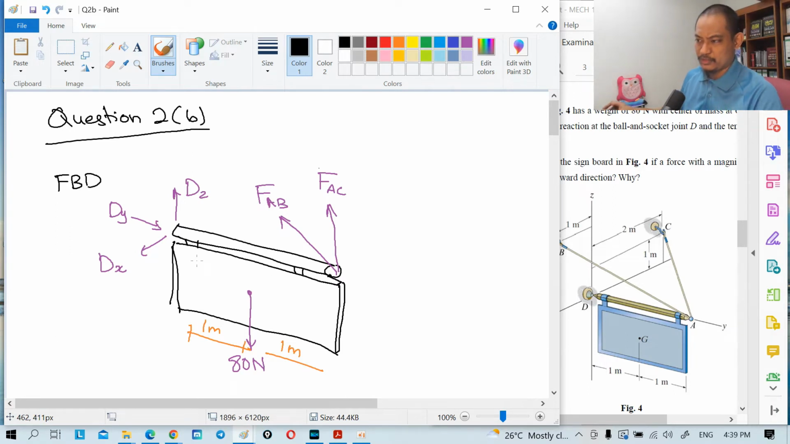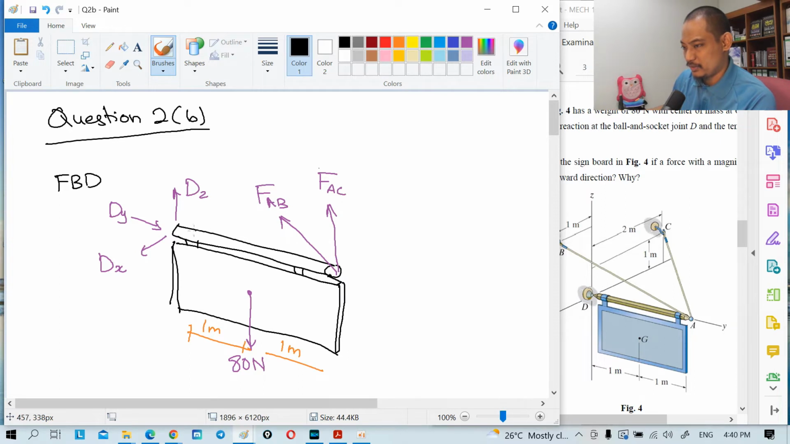Either using summation of forces or summation of moments. Now, for summation of forces, if you take X, you get 3 unknowns. If you take Y, you get 2 unknowns. If you take Z, you get 2 unknowns. You take moment about point D, for example, you have 2 unknowns. With respect to X, you get 2 unknowns. With respect to Y, there's no rotation about Y. Z, also 2 unknowns. What about taking moment about point A?